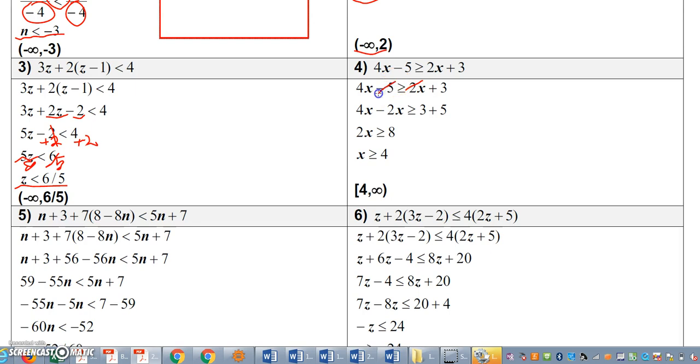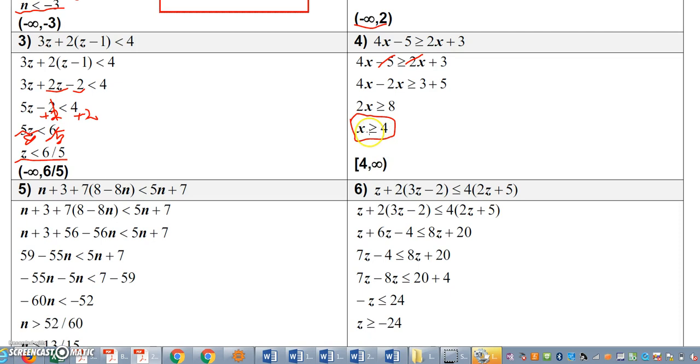So if I add 5 here, it'll cancel this, and then I'll add 5 to 3 and get 3 plus 5. So now 4x minus 2x is 2x, and 3 plus 5 is 8. So I get 2x is greater than or equal to 8, and then you can just divide both sides by 2, and 2x divided by 2 is x, 8 divided by 2 is 4, and since we divided by a positive number, it's not going to change the inequality at all. So now the solution is x is greater than or equal to 4.